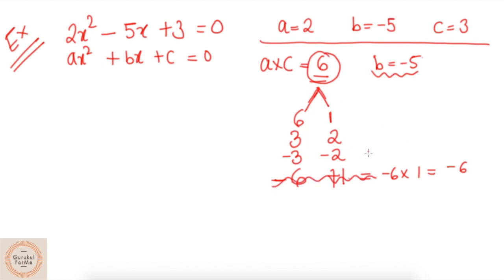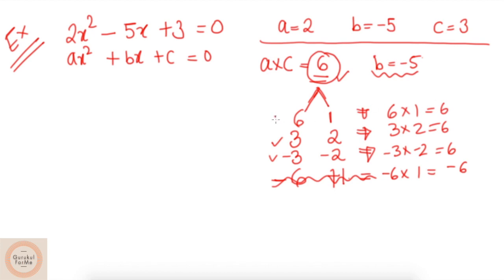Can minus 3 into minus 2 give you 6? Yes. So these two can be the factors. Can 3 into 2 give you 6? Yes. So this can be, right? Can 6 into 1 give you 6? Yes. So this can be, right? I don't know how many possibilities exist. This is trial and error. But trust me, the addition of these two should also give you b.